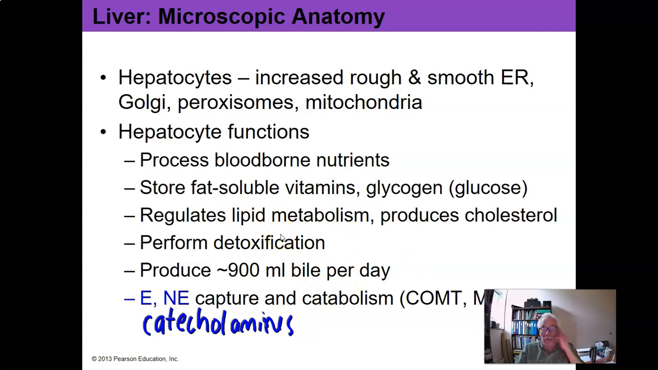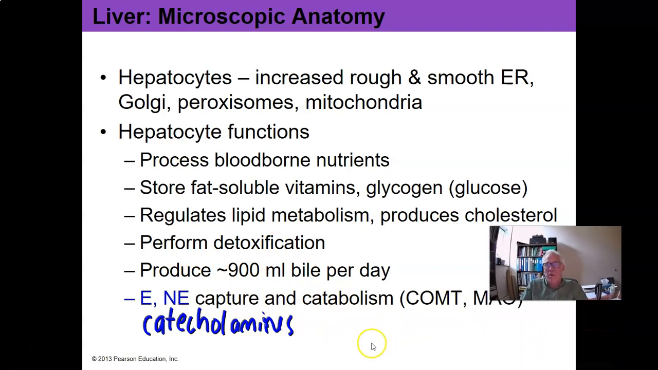So, lipid metabolism. The liver removes a lot of toxins and chemicals from your blood that come from your diet or from your medications, and the liver produces bile. One last thing I didn't mention before, which is really important: the liver has the job of removing catecholamines from the circulation, norepinephrine and epinephrine.